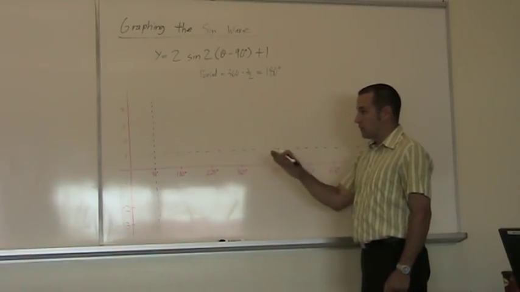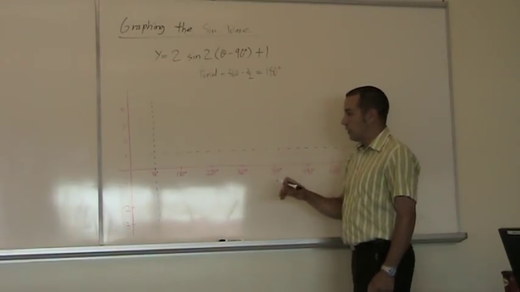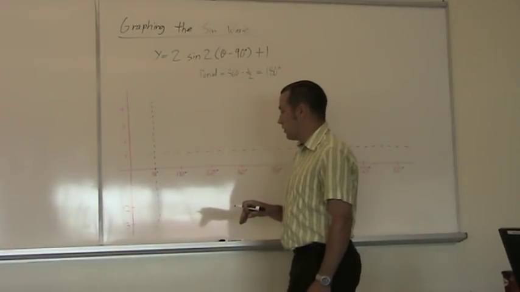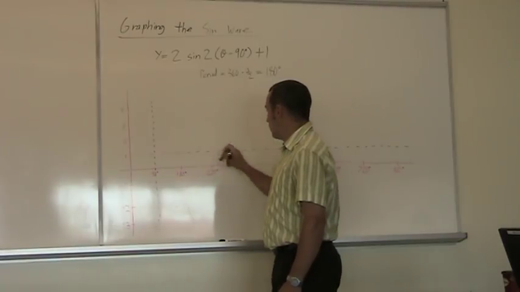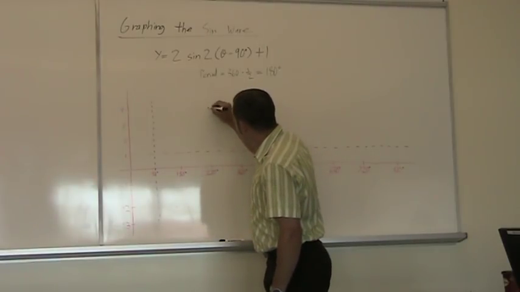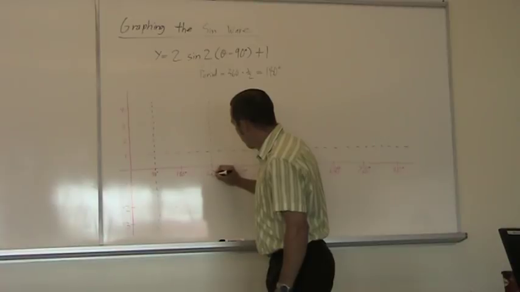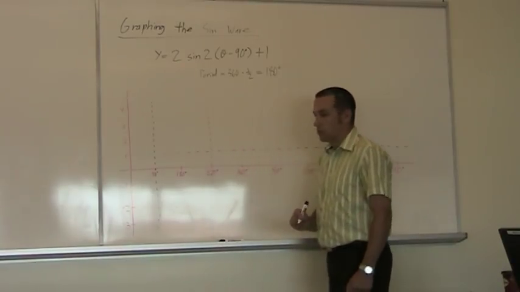So that's going to give me my second vertical line to put in. I know I started at 90 degrees, and if the period is 180 degrees, I go up 180 to 270, and that's where I'll get one full period of the sine wave.